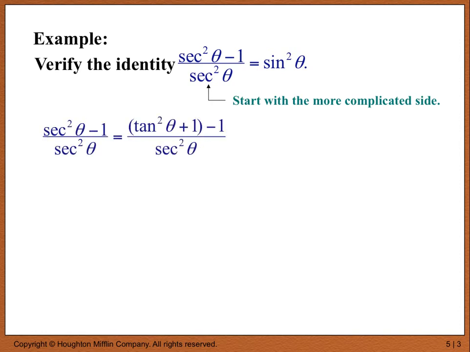So first step, secant squared theta minus 1 over secant squared theta equals tan squared theta plus 1 minus 1 over secant squared theta. Now why is that true? Because if you look at your Pythagorean identities, you'll see that there are 3, and one of them is sine squared theta plus cosine squared theta equals 1. Another one is 1 plus cotangent squared theta equals cosecant squared theta. And another one is 1 plus tangent squared theta equals secant squared theta. And that's why we replace the secant squared theta with tangent squared theta plus 1.